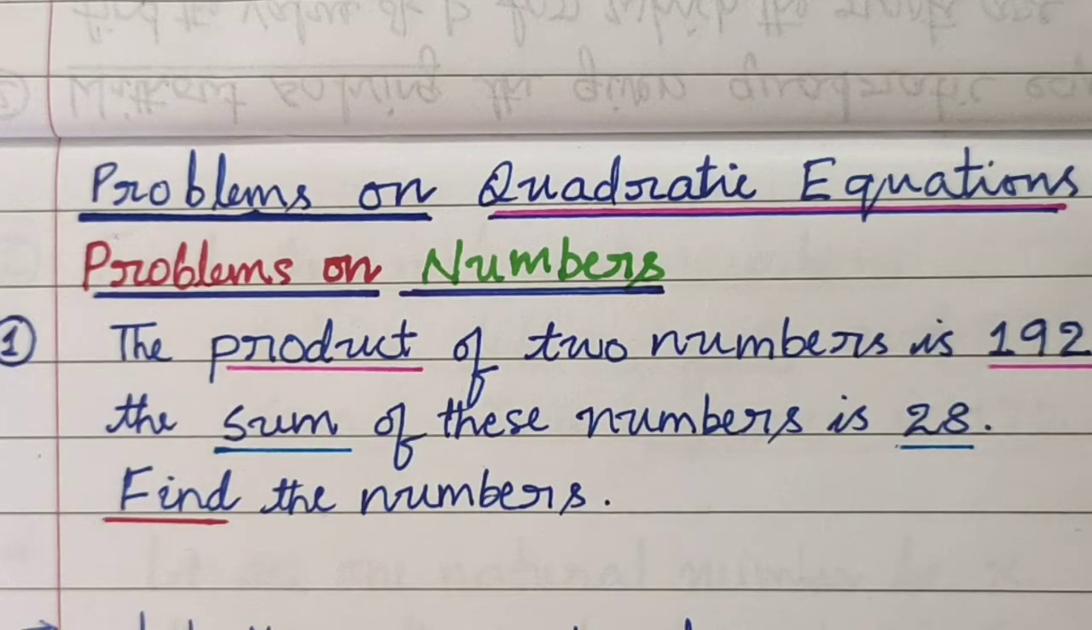Problems on quadratic equations. Problems on numbers. In the word problems of quadratic equations, we need to do 3 steps. In the first step, we need to understand the problem properly. Without understanding, we cannot solve the problem. In the second part, we have to keep the things in the standard form of quadratic equation. And the third part, once we get the standard form, we need to factorize to get the things which need to be found out.